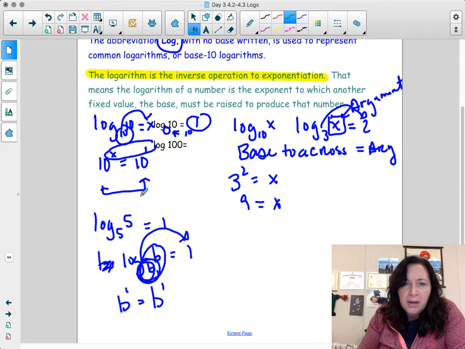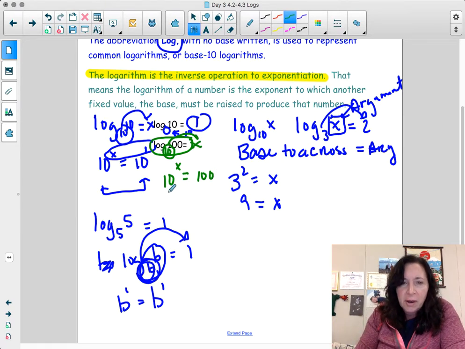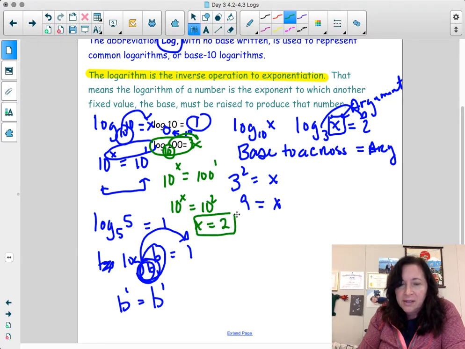Let's do this problem right here that I missed so far. That's log base 10 of 100 down here. Again, we don't know what this is equal to, so I'm going to say it's equal to x. So I'd go 10 base across the equal sign. So 10 to the x power is equal to 100. Now, you can't set the exponents equal to each other here because my bases are not the same. However, I can make the bases the same. I can say 10 to the x power is equal to 10 to the second power. And now that my bases are the same, I can set my exponents equal to each other, and I have x equals 2.